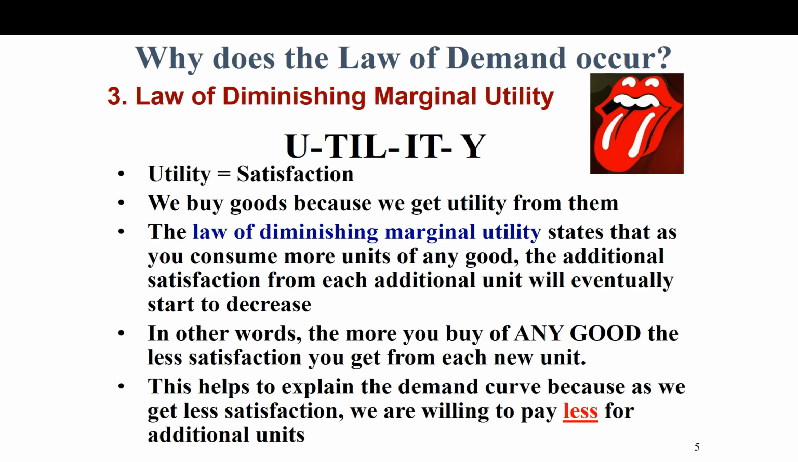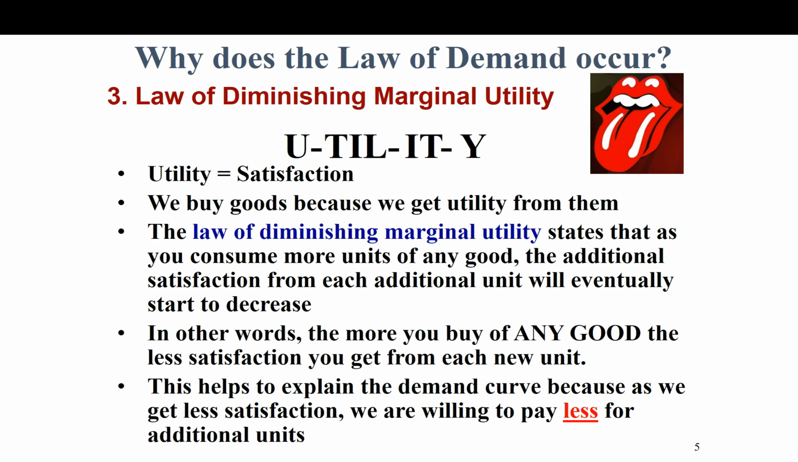And utility is an important word to understand in economics. It's a synonym for satisfaction. And we buy goods because they give us satisfaction. So what we're saying when we talk about the law of diminishing marginal utility is that as you purchase more of a good, that's that marginal, that word again, marginal means additional.